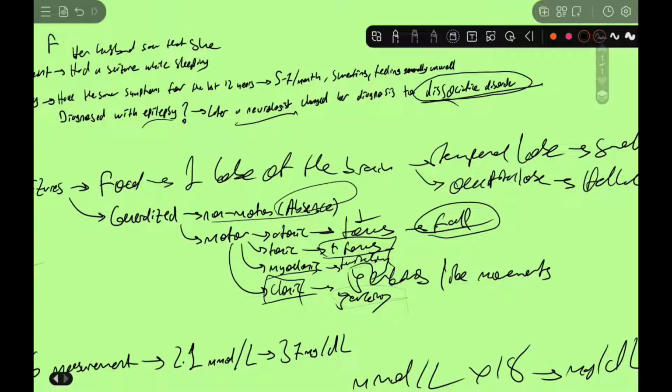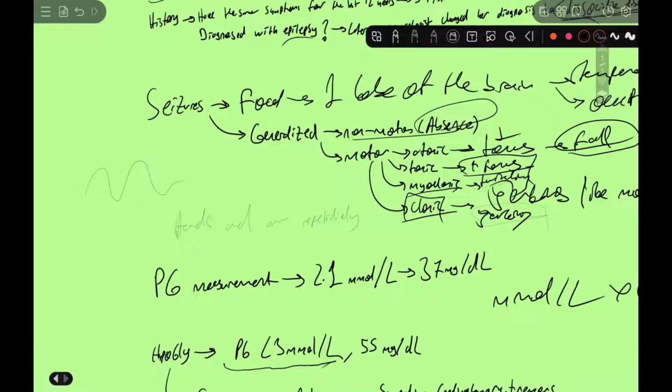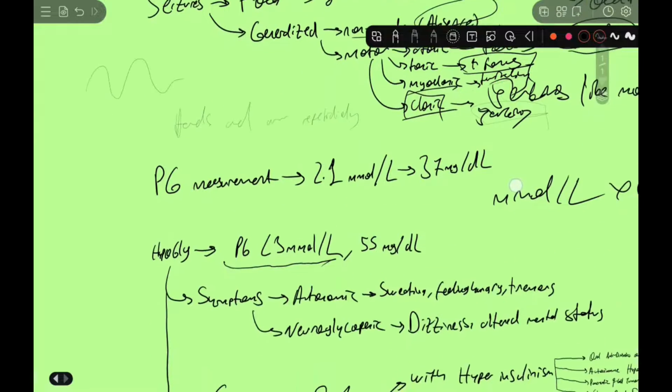If you ask the patient's husband what kind of seizure she had, of course he will not say that she had some clonic-tonic movements. So her husband said that she was moving her hands and arms repetitively. So we can say that she's having a clonic seizure.